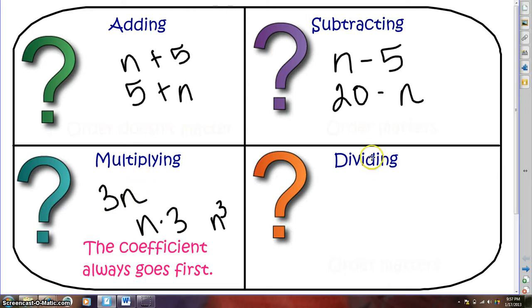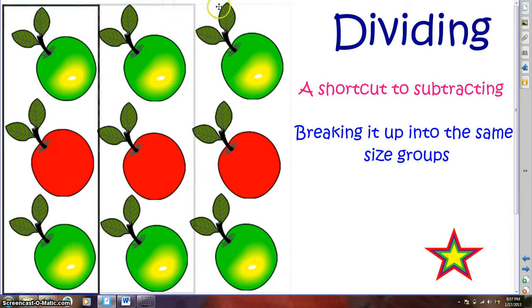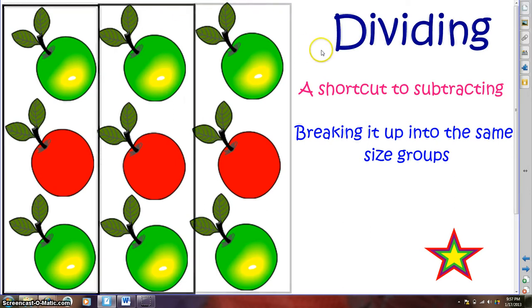And then our last one that we're looking at would be dividing. When we divide, that means we're starting with a group and we're breaking them into equal size smaller groups. So I have 9 apples, and I'm going to split them up into 3 equal size groups, and each one would have 3. Dividing is a shortcut to subtracting.